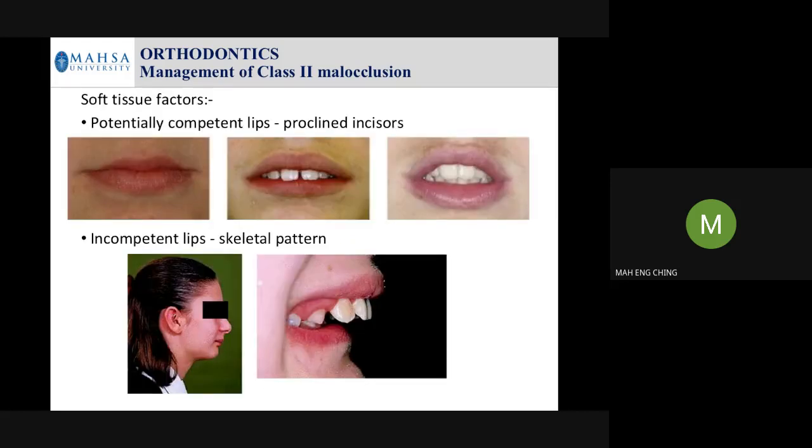So for the soft tissue factor, like I mentioned just now, there are potentially incompetent lips, then a proclined upper incisor. So the upper incisor usually pushes forward. Then if the patient brings the lower jaw forward, they can usually achieve a good lip seal. With incompetent lips, if the Class 2 skeletal is too severe, the lip can trap behind the upper teeth. This is usually because the lower mandible is too short or the upper maxilla is too far forward.